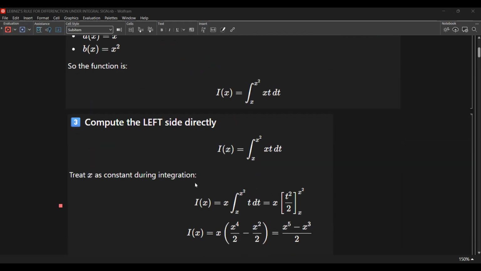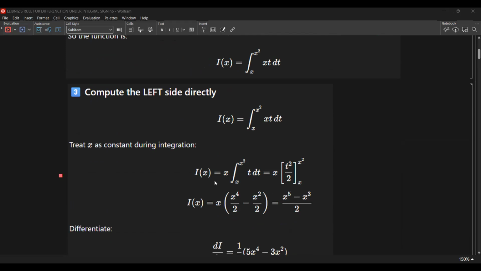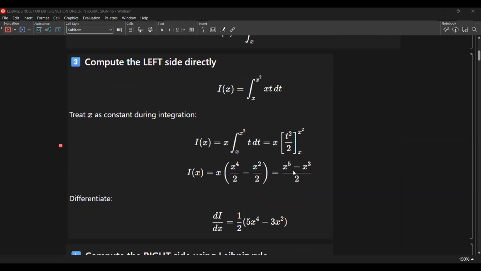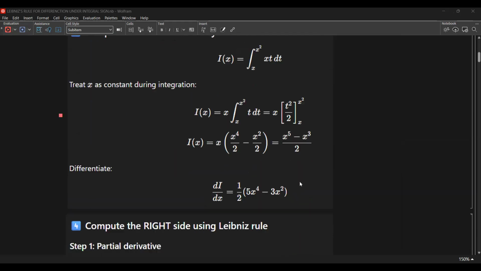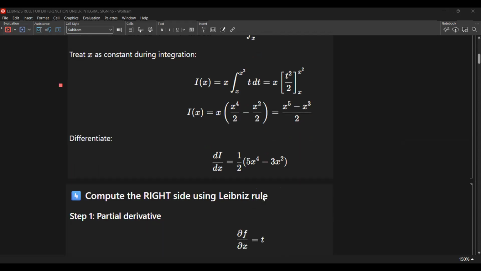Take x as constant during integration. So I of x is x times the integral of t dt from x to x squared. So this is equal to x to the fifth minus x cubed over 2. Then differentiate I of x with respect to x. So we have 1/2 of 5x to the fourth minus 3x squared.